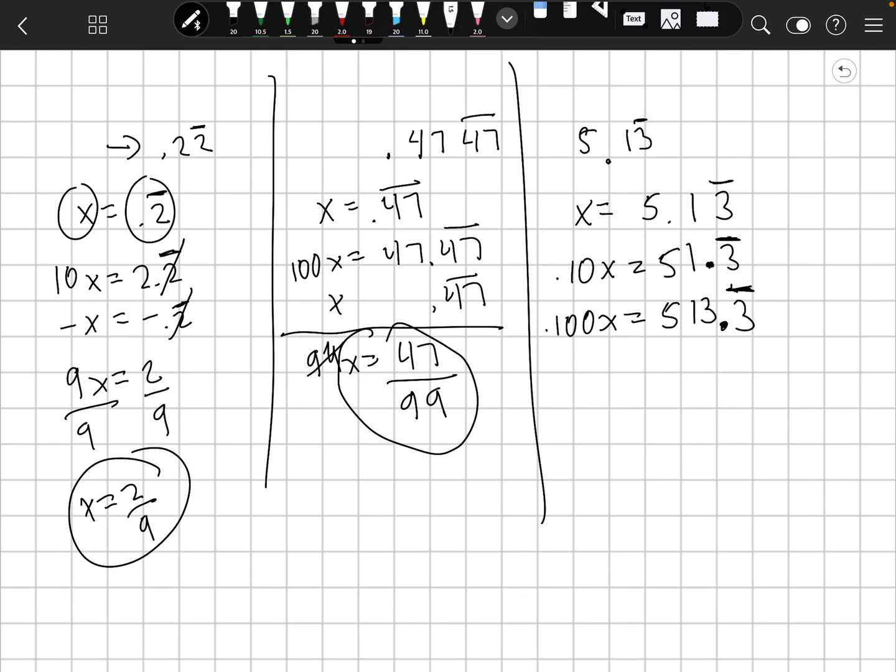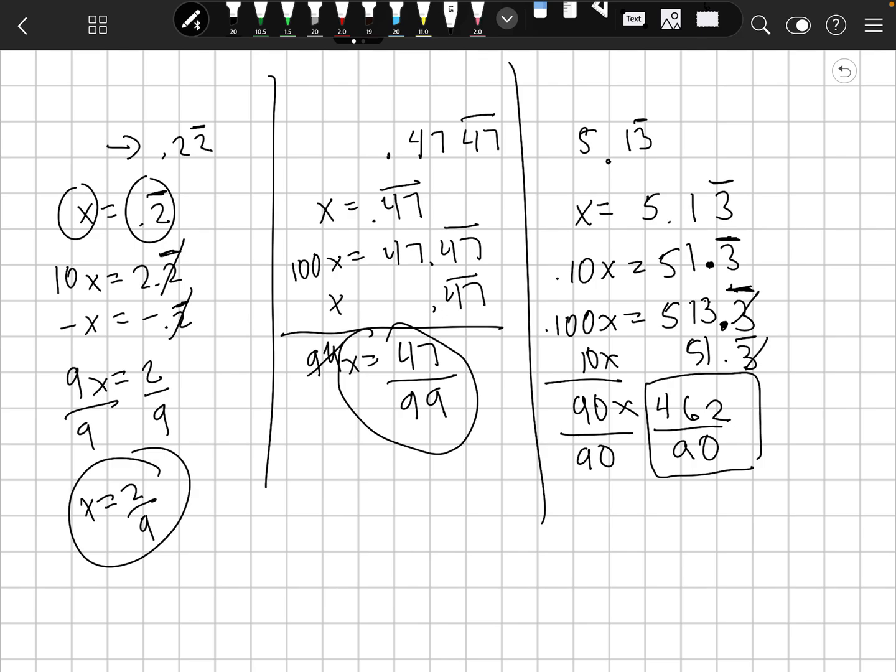Now I can subtract them out. So 100x minus 10x is 90x, and 513.3 repeating minus 51.3 repeating. So this cancels out, and 3 minus 1 is 2, and 11 minus 5 is 6, and 462. So 90x equals 462. Divide by 90, divide by 90, and there we have it written as a fraction.